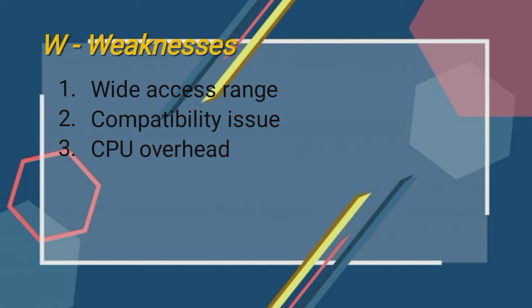Weaknesses of Internet Protocol Security. First, wide access range. Second, compatibility issues. Third, CPU overhead. Wide access range is one of the greatest weaknesses of Internet Protocol Security.